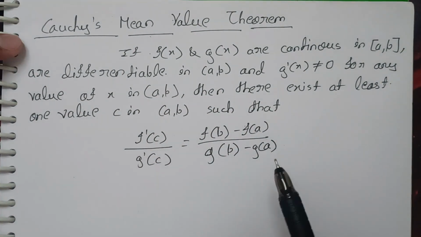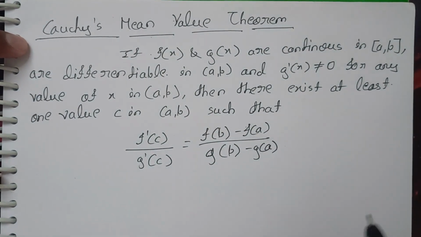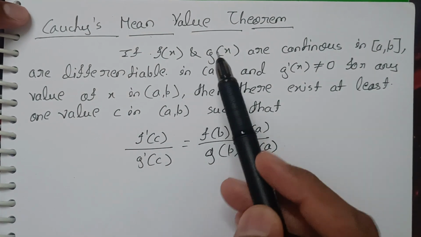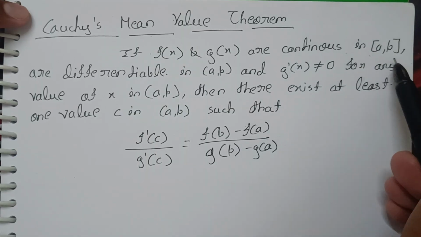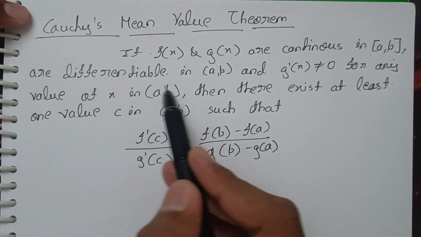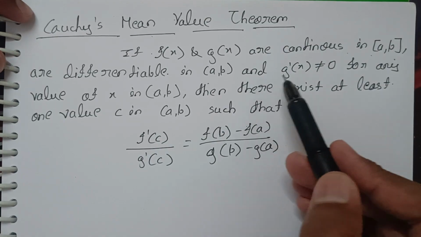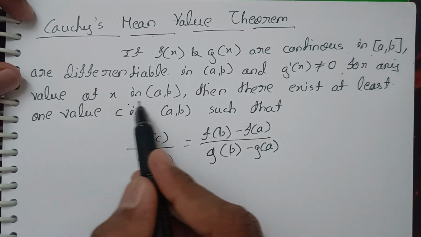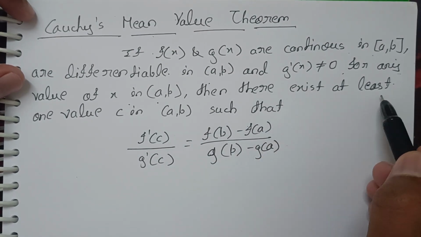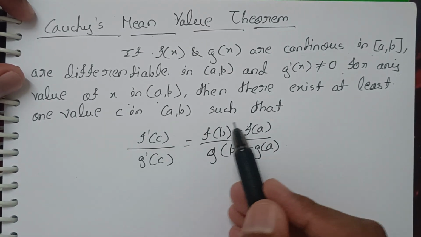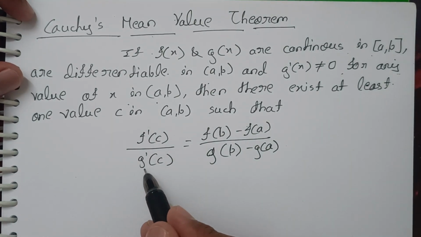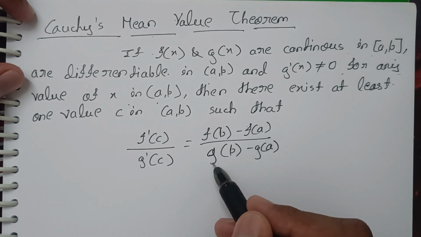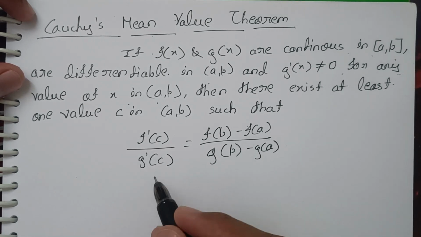So today we are discussing Cauchy's mean value theorem. The statement of the mean value theorem: if f of x and g of x are continuous in [a, b], are differentiable in (a, b), and g dash of x is not equal to 0 for any value of x in (a, b), then there exists at least one value c in (a, b) such that f dash of c divided by g dash of c is equal to f of b minus f of a divided by g of b minus g of a.